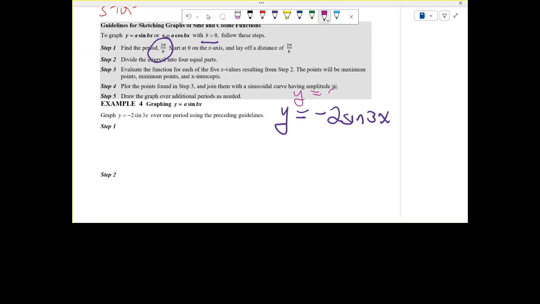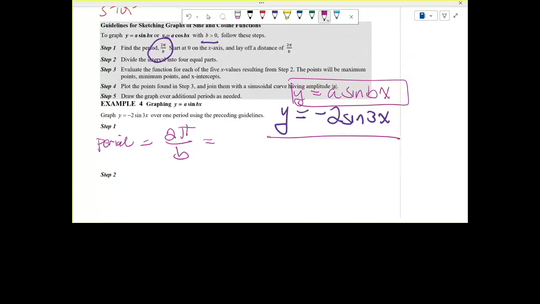And what I'm trying to compare it to is this one right here. So if we're going to find our period, we're going to take 2 pi and divide it by whatever the number b is. In this case, if we do a stare and compare, looking at this one and that one, what would you say our number b is? Look where the b is. The b is right here. What do you say our number b is? 3. So our period is going to be 2 pi over 3.